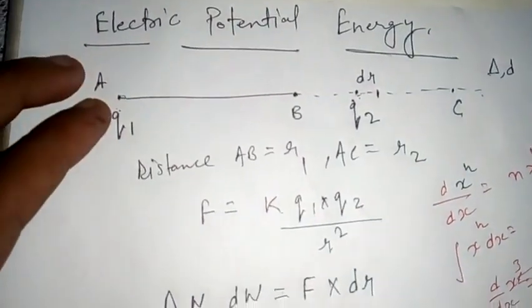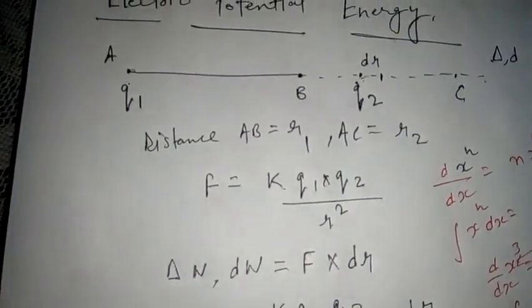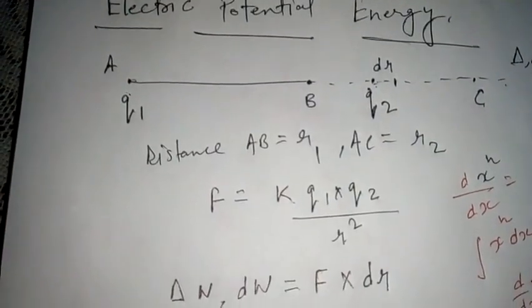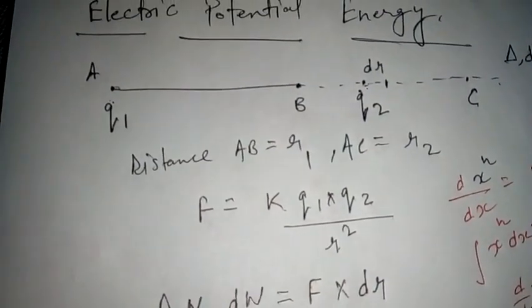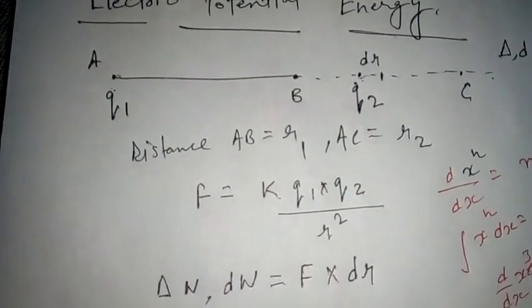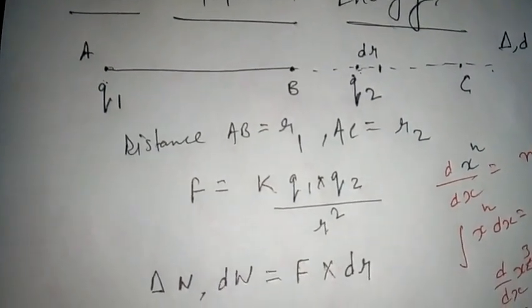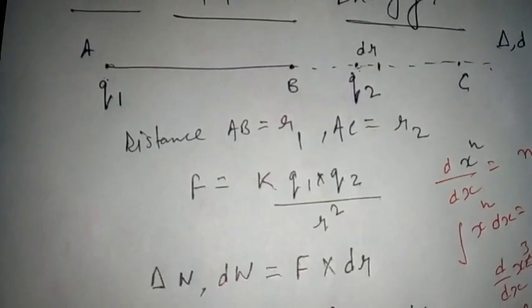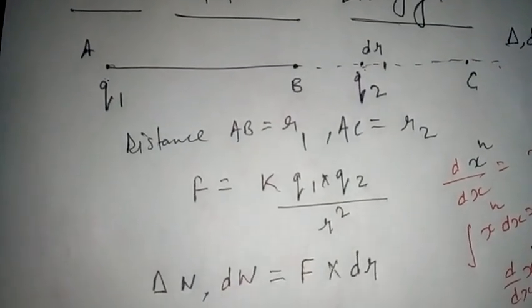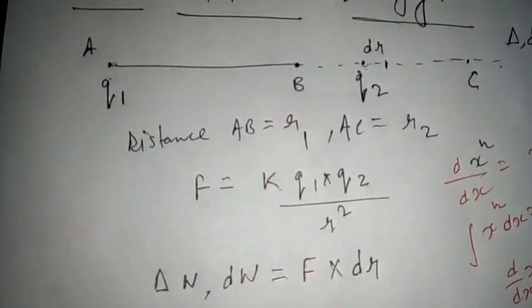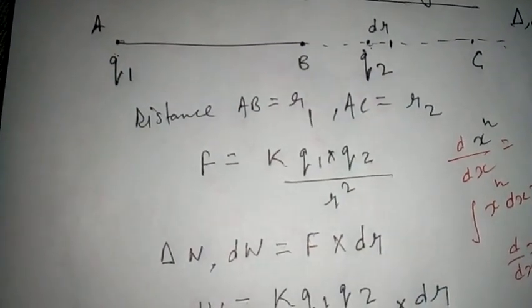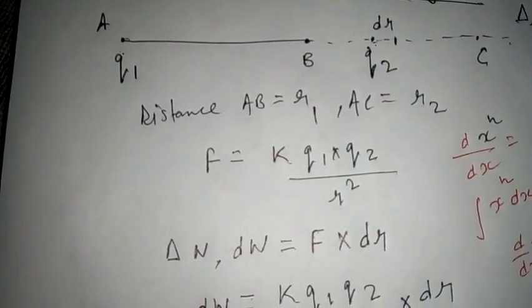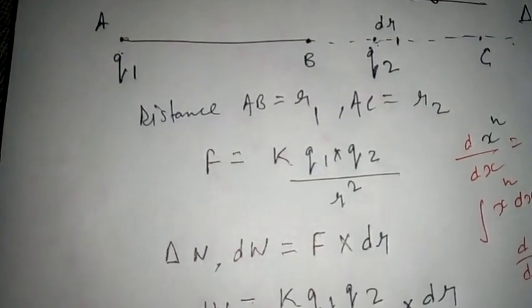We looked at integration because we are going to use it right now in this topic, electric potential energy. The electromagnetic force between Q1 and Q2 will be given by F equals K Q1 Q2 over R square, where R is the distance of separation between them.